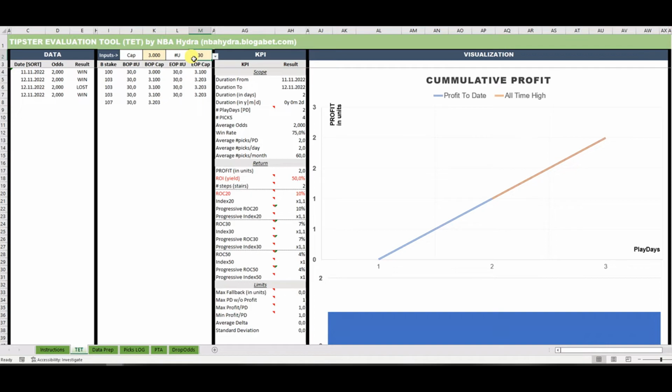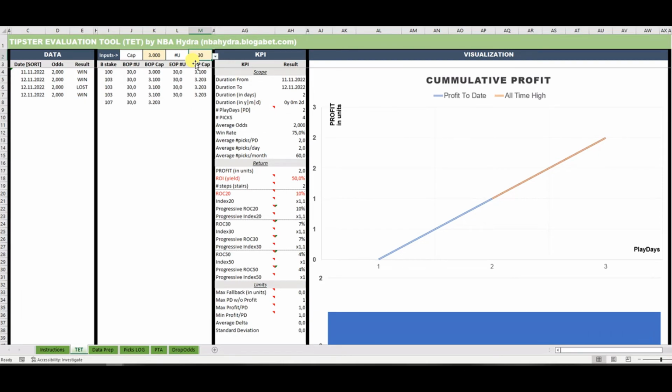So a drawdown of minus 30 units in our example would mean that the whole bankroll would be gone. That's why it's critical to estimate the maximum drawdown and set your bankroll size in units accordingly. I personally recommend 30 units, because if a tipster ever gets to a 30 units drawdown, it would take him a lot of time to get back, even if he manages to do so.